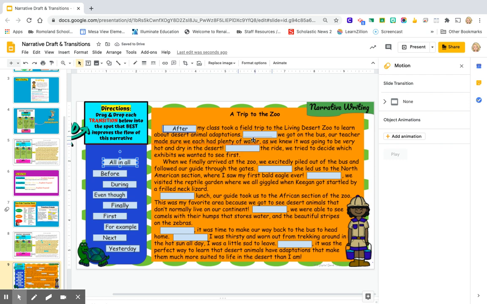Now, of course, I'm not reading this all the way through. I'm just dragging and dropping, and I hope you don't do that. But drag and drop, read it once, twice, even 3 times through, and then find the right transition word that you think would fit into each of these spots. All right, friends, let's go be writers.